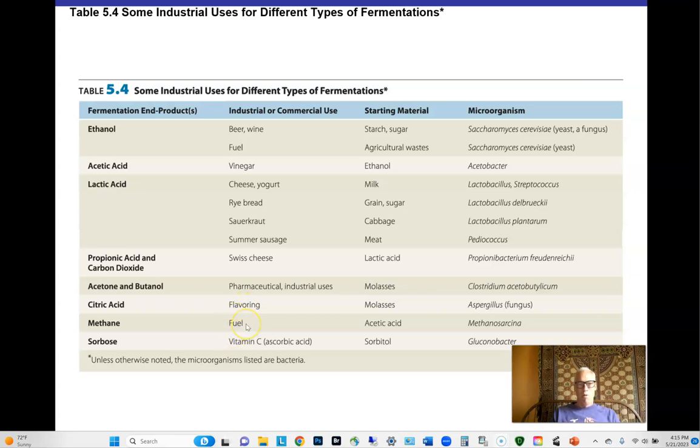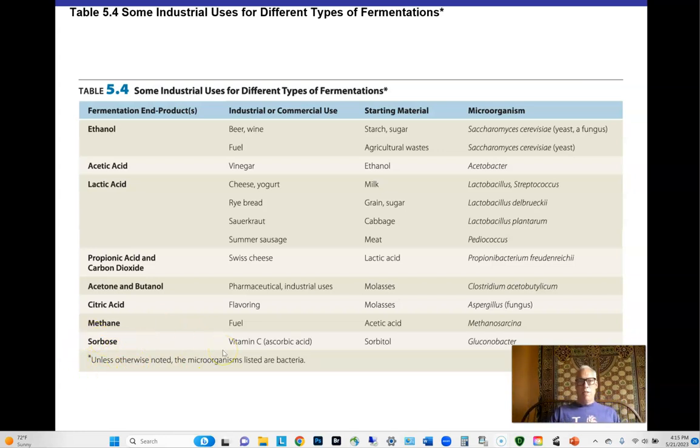Methane is an important fuel that's produced by some microorganisms. That's another way of harnessing waste products from farming animals, from domesticated animals, for example. We can produce some methane from the microbes in their feces. Missionaries have been doing it for generations.